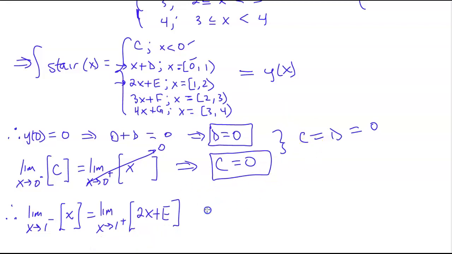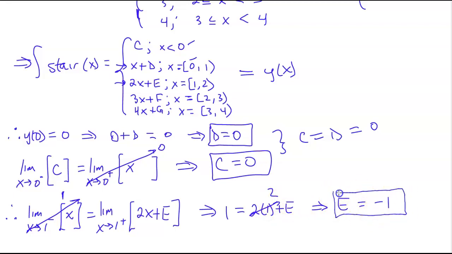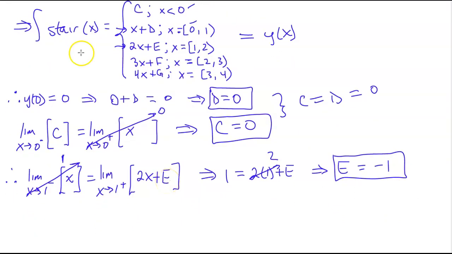Now, because of the direct substitution property, the limit of x as x approaches 1 from the left is just going to be 1 because we can literally just plug it in. Here, we can just plug in x as well. Of course, 2 times 1 is just 2. So 2 plus e equals 1, and if we subtract 2 from both sides, e will just be -1. Okay, so we need to do it 2 more times.